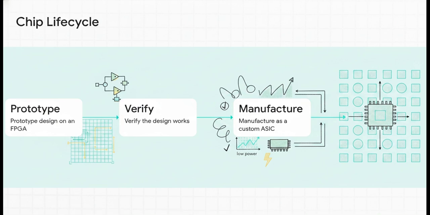Once it is totally perfect, they move to step 3. They take that verified design, lock it in, and manufacture it as a permanent, highly optimized, low-power ASIC. And finally, in step 4, that specific ASIC might just become one of the many specialized component blocks that gets integrated into a massive, overarching system on chip. So it goes from a flexible prototype to permanent hardware to an integrated system.